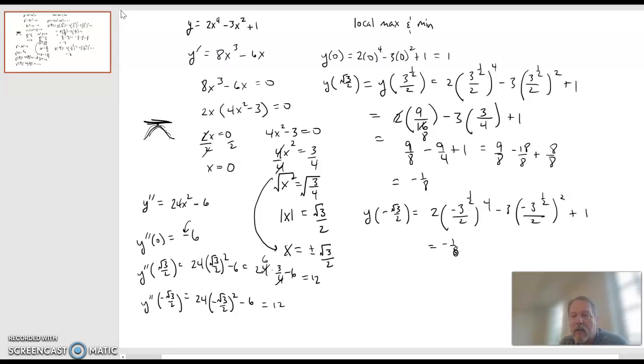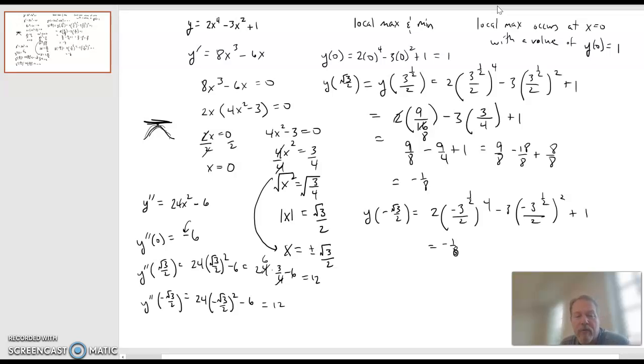So here's what you say. Local max occurs at x equals 0 with a value of y of 0 equals 1. Let's keep our variables right. y of 0 equals 1. Because y of 0 is 1, and I showed that at 0 the first derivative is 0, and the second derivative is negative at 0, it is a local max. I'm on the top of a hill. I have a 0 slope on the top of a hill because I'm concave down.